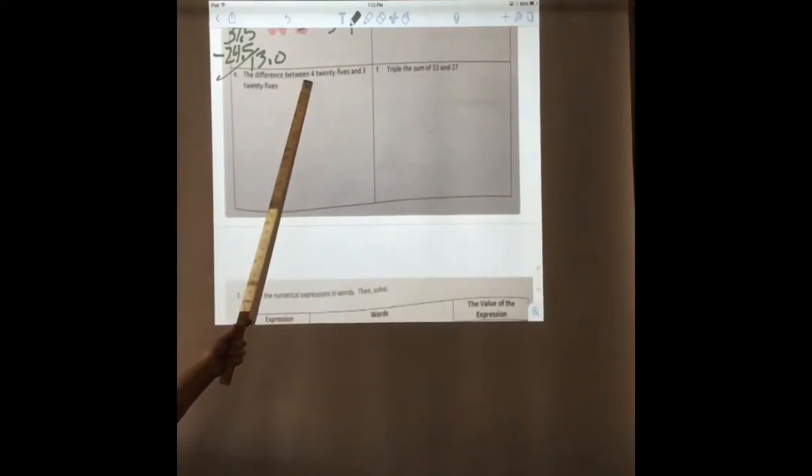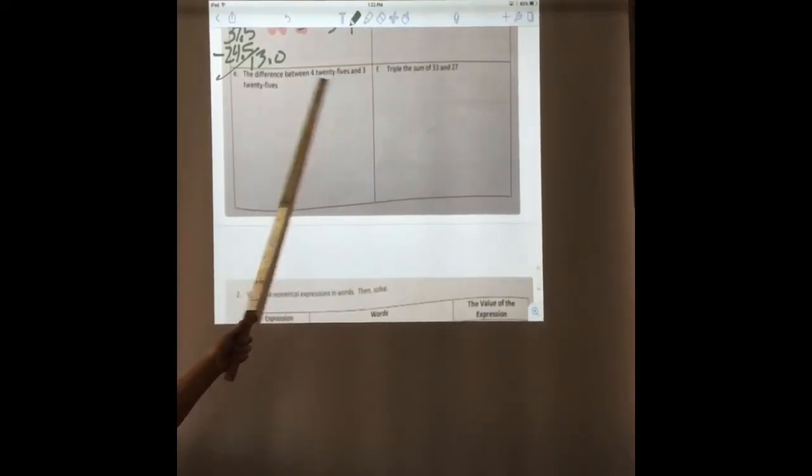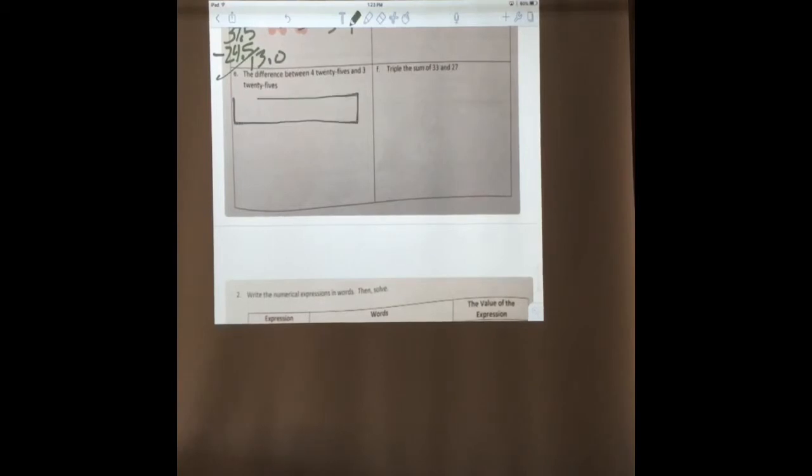The difference between 4 25ths and 3 25ths. Ooh, how do I draw that one out? Anybody have any ideas? Well, this says 4 what? 25s, right? 25 in them. Okay, so what are we going to do? 4 boxes. Right, 4. So I'm going to cut it in half, and then I'm going to cut my half in half, right? So I'm going to put 25 here, right? And 25 here, 25 here, and 25 here.